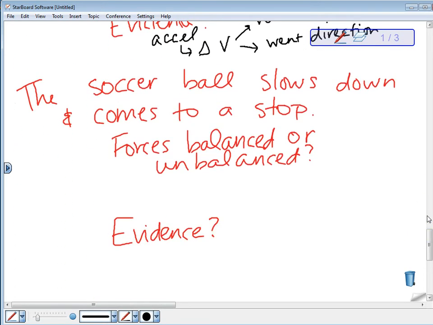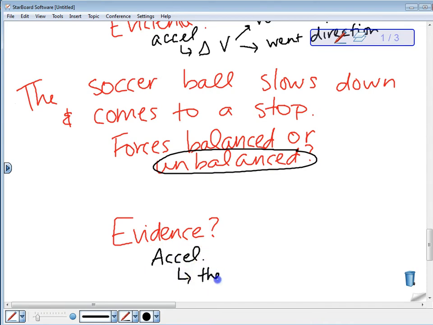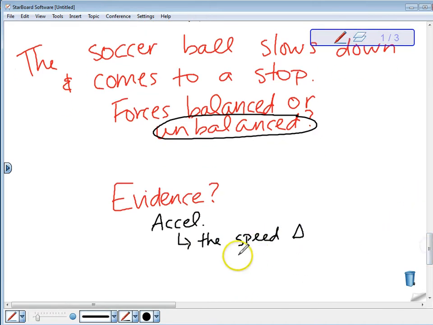The soccer ball then slows down and comes to a stop. Again, these forces are unbalanced. And how do I know? Because again, I see that there's acceleration. The speed changed. It went from rolling to rest. So it went from having a speed greater than 0 to having a speed of 0, which tells me that it accelerated, which means that those forces must have been unbalanced.